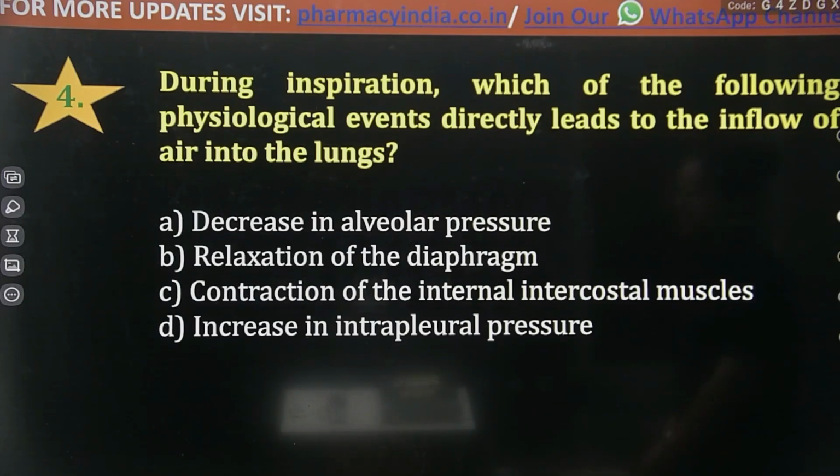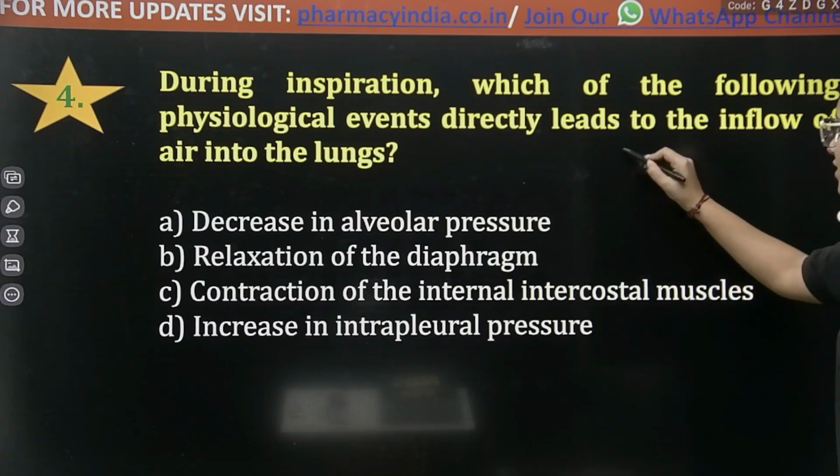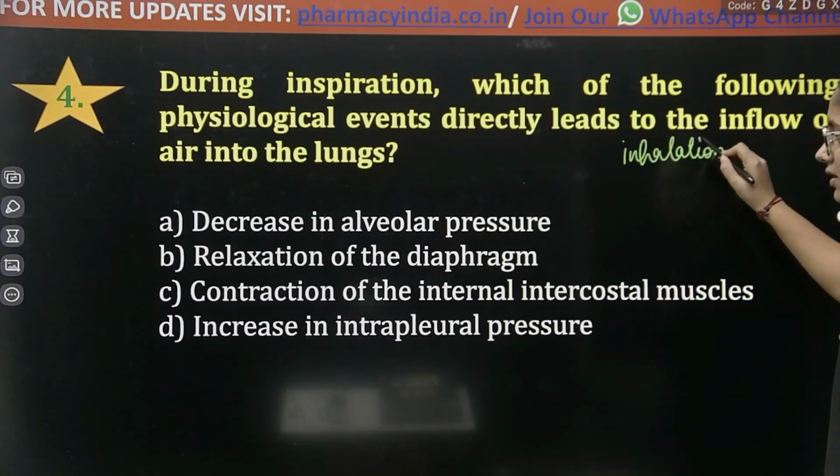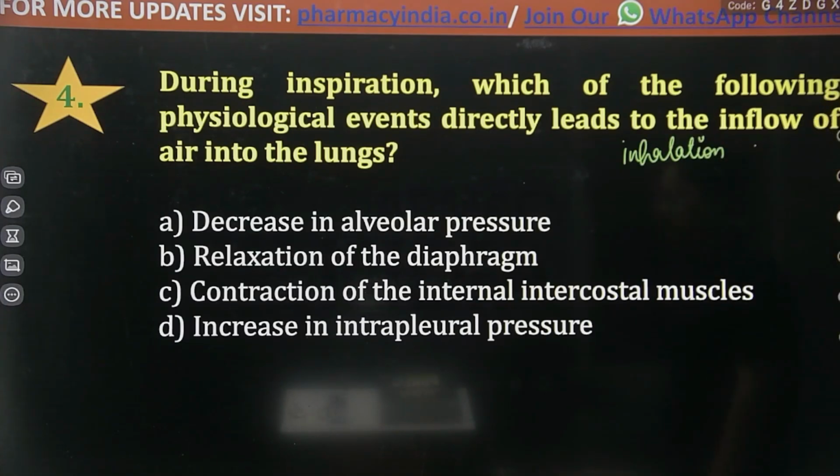Next. During inspiration, which of the following physiological events directly leads to the inflow of air into the lungs? Decrease in alveolar pressure, relaxation of the diaphragm, contraction of the internal intercostal muscles or increase in intrapleural pressure. Means that event which occurs during the process of inhalation. Clear?